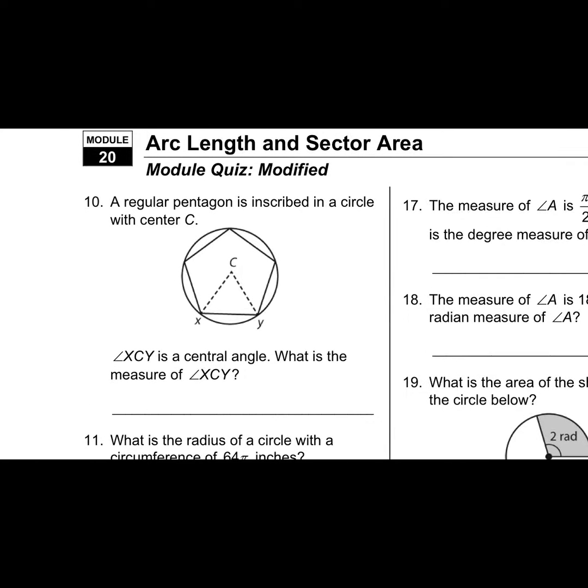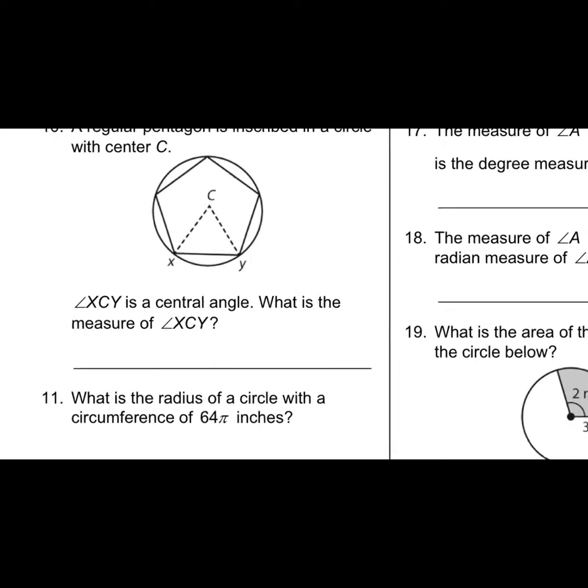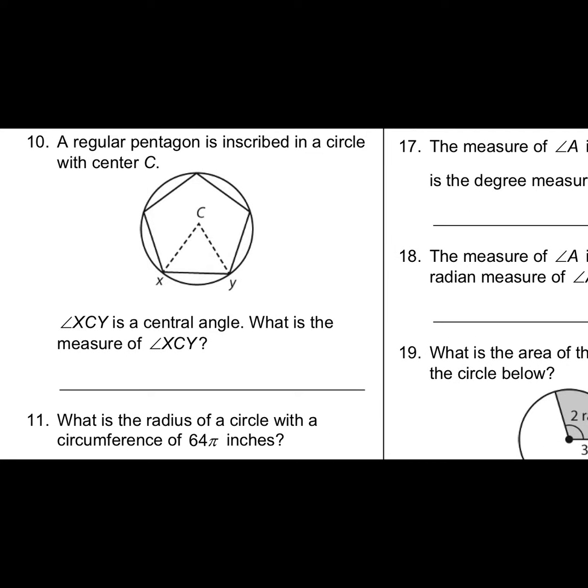Number 10. A regular pentagon is inscribed in a circle with center C, and given that XCY is a central angle, what is the measure of XCY? So in this case, the full circle is 360 degrees. We have a pentagon inscribed inside, so we're going to divide by 5 sides, and that will give us each one of them 72 degrees. So here the angle is 72 degrees.